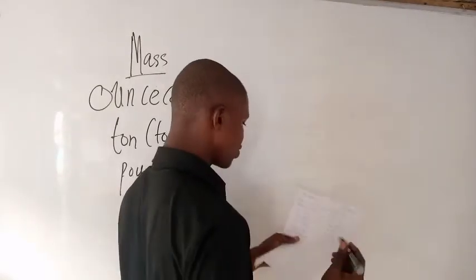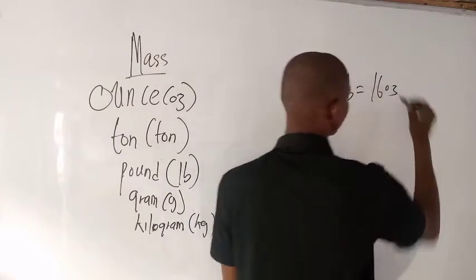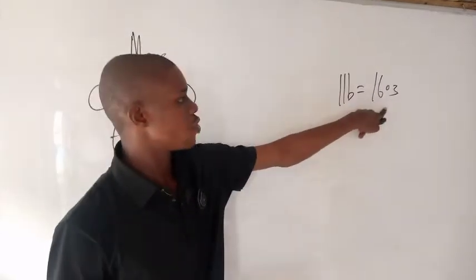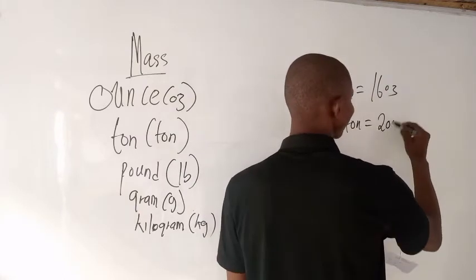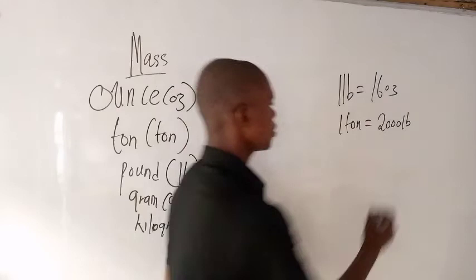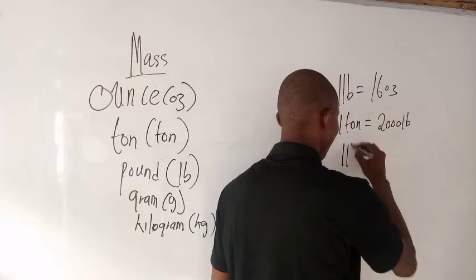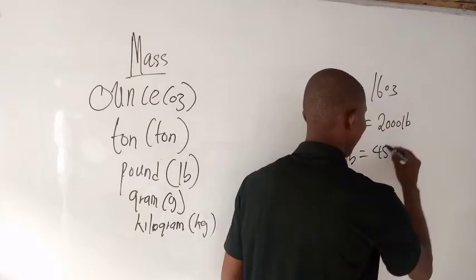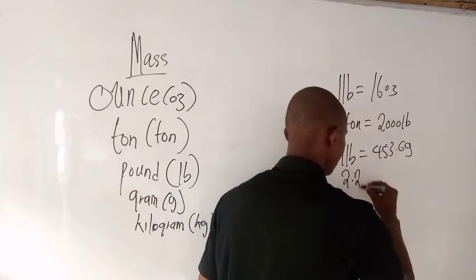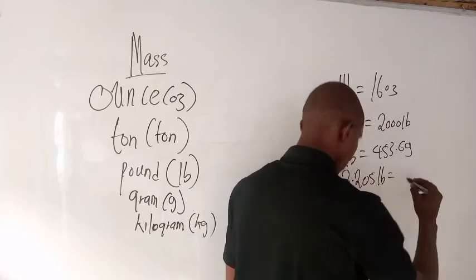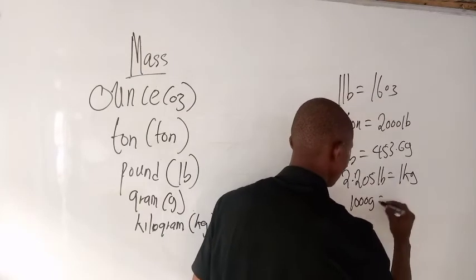So here are the various relationships you need. 1 pound equals 16 ounces. 1 ton equals 2,000 pounds. 1 pound equals 453.6 grams. 2.205 pounds equals 1 kg. And 1,000 grams equals 1 kg.